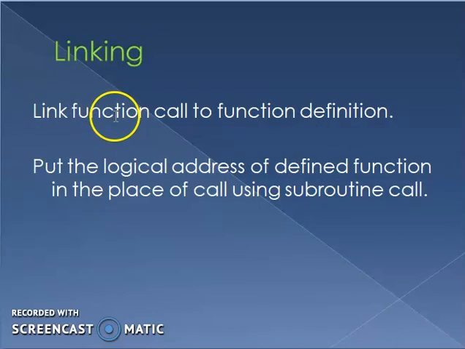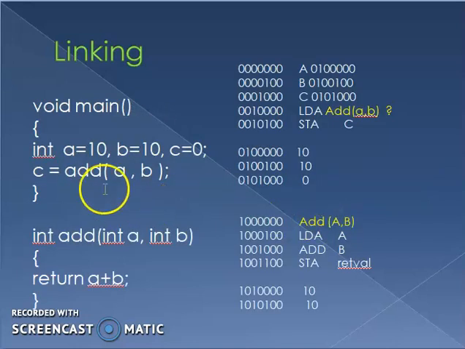Then we have the linking. Linking is to link the function call to a function definition. We put the logical addresses of the defined function in the place of the call using the subroutine call. What it means is, suppose I have defined this main function and I am calling an add function to add A and B and store the result into C, and this add function is defined separately.